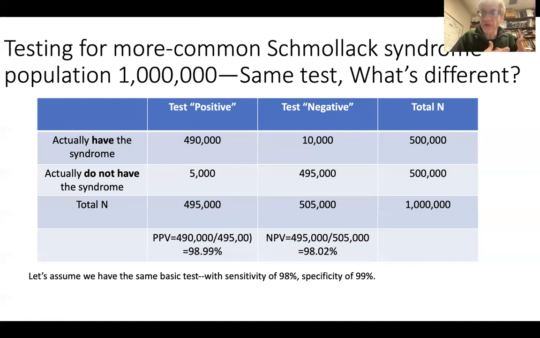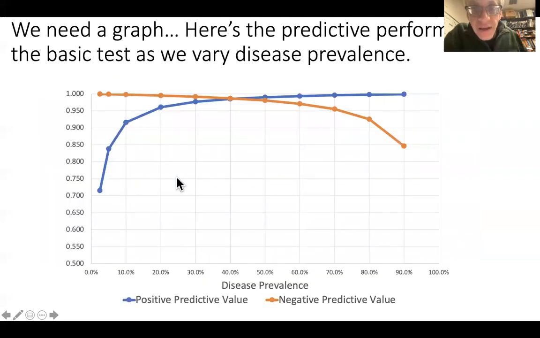So, whenever I increase the prevalence dramatically and I leave the test the same, I make my PPV look a lot better, but I make my NPV look worse. Here's just a graph of what the PPV and the NPV look like if I use that test and I just vary the prevalence of the disease in the population.